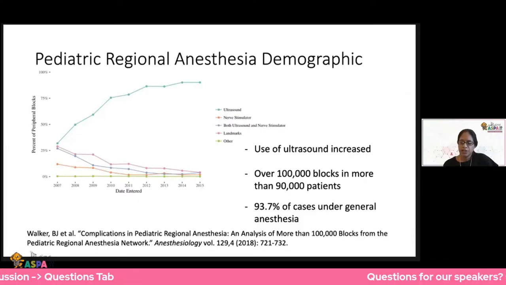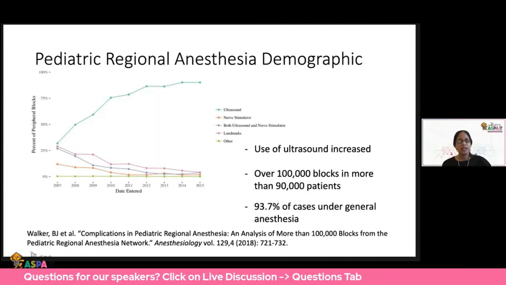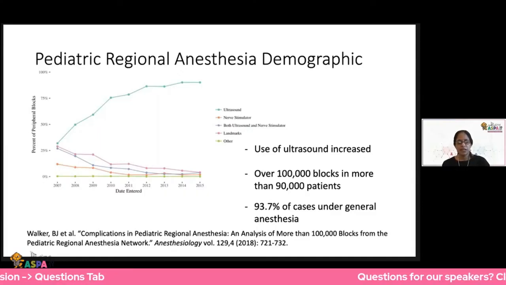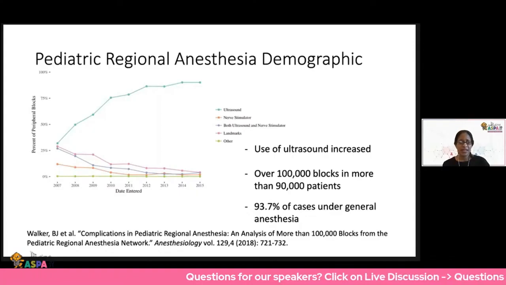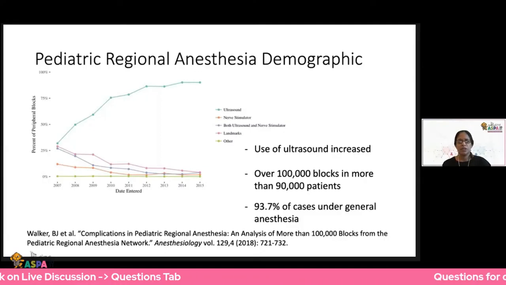Transient neurologic deficits were found in only 25 cases. That's 2.4 out of 10,000. And there were only 2 cases of sensory deficits that lasted more than 3 months. There were 7 cases of severe local anesthetic systemic toxicity, and most of them involved bolusing of local anesthetics, and they were in children who were less than 6 months of age.